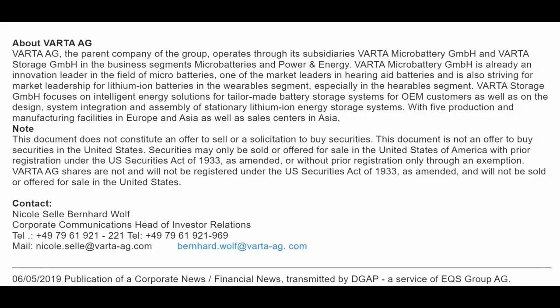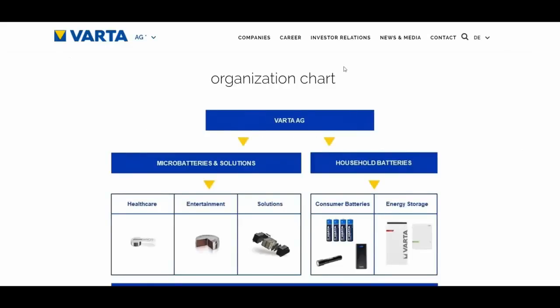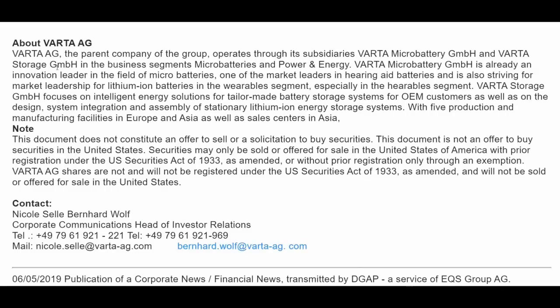Just to show you, these are some of the solutions which Warta is providing at the moment: microbatteries and solutions, and household batteries, which consist of healthcare, entertainment solutions, consumer batteries, and energy and storage. So this segment is Warta Microbattery GmbH. In Germany it's GmbH, and I'm saying it this way because that's how we say it in German. And the other sector is this one right here, Warta Storage GmbH.